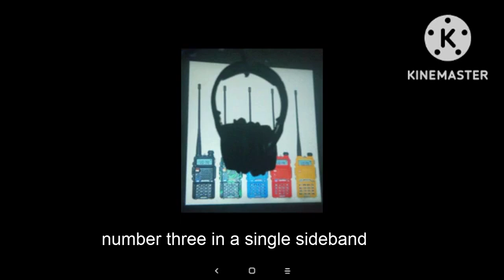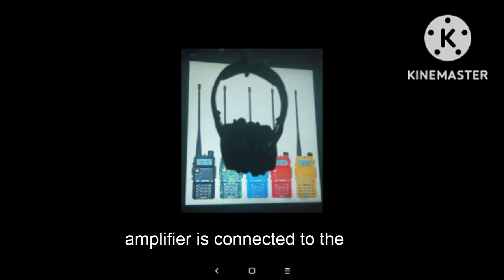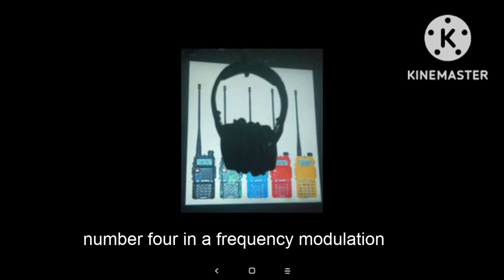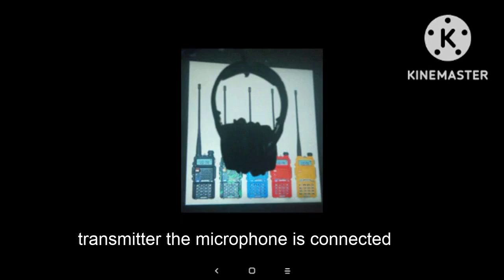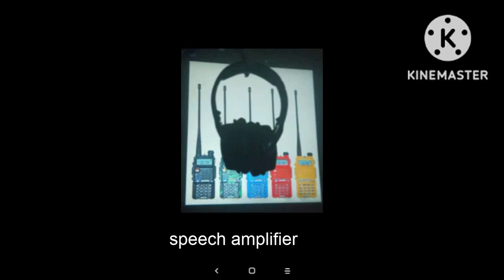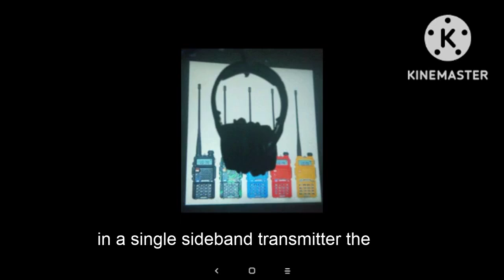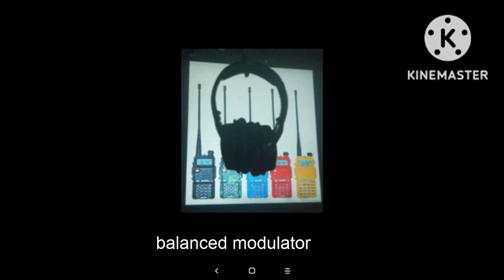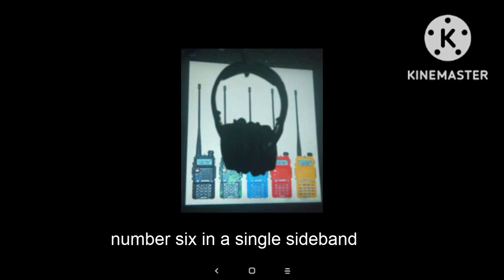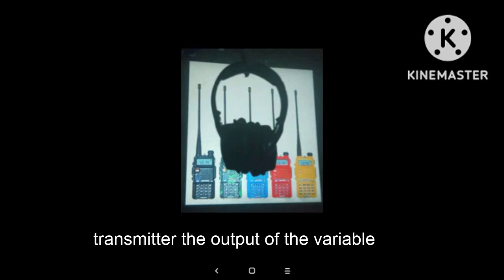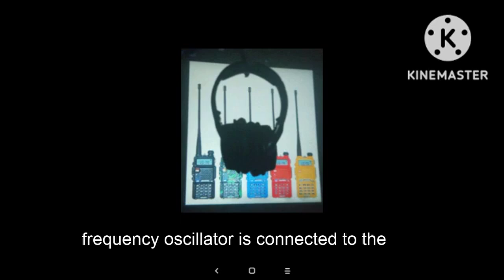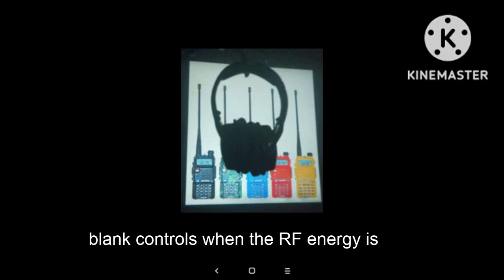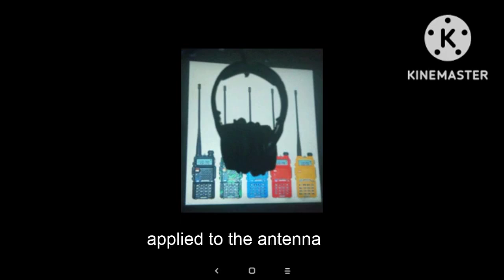Number 3. In a single sideband transmitter, the output of the linear amplifier is connected to the antenna. Number 4. In a frequency modulation transmitter, the microphone is connected to the speech amplifier. Number 5. In a single sideband transmitter, the output of the blank is connected to the balanced modulator. Speech amplifier. Number 6. In a single sideband transmitter, the output of the variable frequency oscillator is connected to the mixer. Number 7. In a CW transmitter, the blank controls when the RF energy is applied to the antenna.